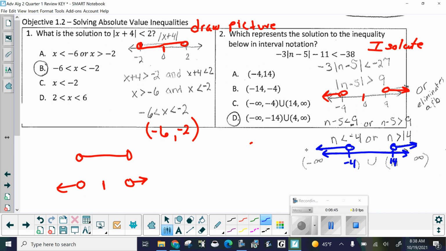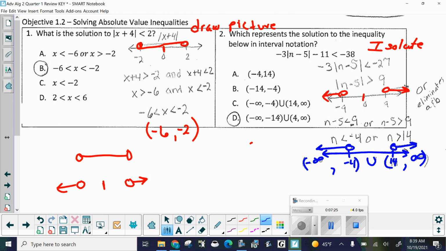Now, if I keep going forever to the left, that's negative infinity. It doesn't stop. Because I can't put a value on that, it's going to be a parenthesis. And then it comes up to, but doesn't include, negative 4, so I have my negative 4 and I put my parenthesis. The symbol for or is the union. Then I come up here and I'm anything after 14. So again, I'm going to put my parenthesis. Keeps going forever to the right. Forever to the right is infinity. And then I'm going to put my closing parenthesis. You just put a comma between them.